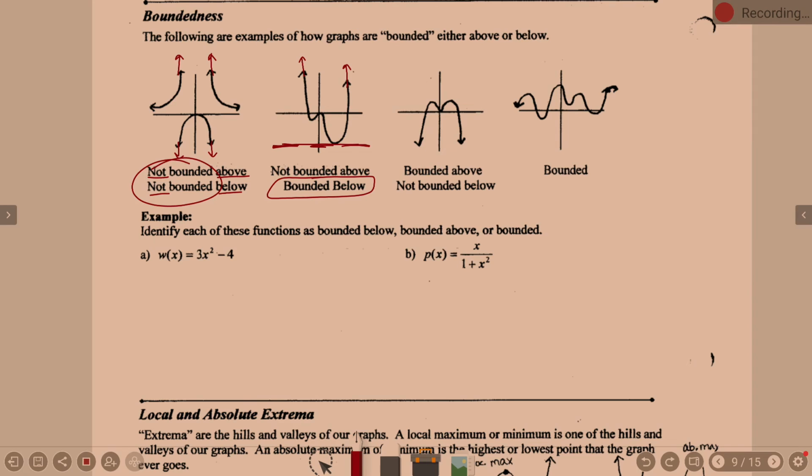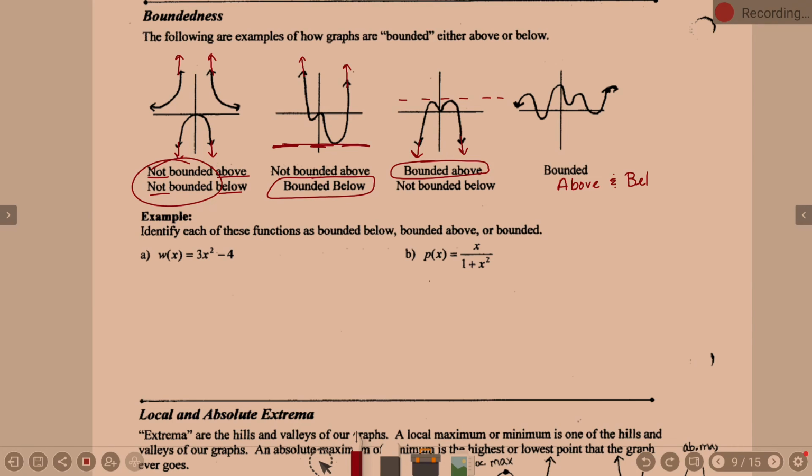The next one, is it bounded above? Yes, there is a boundary above, and not a physical boundary, but there's a spot above that we never cross. What about below? No, it's going to keep going infinitely down. So this is an example of a graph that is bounded above. And then my last graph is an example that is bounded.